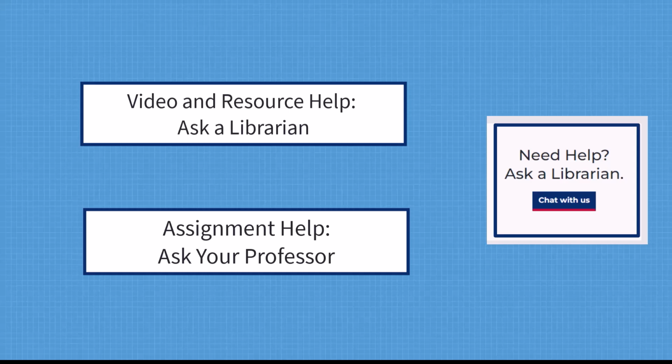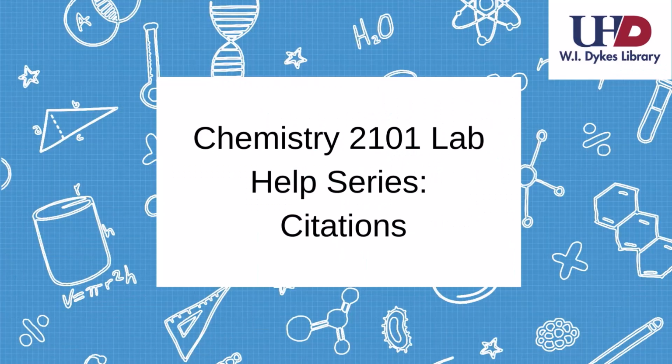This concludes item D of the Chem 2101 lab in our video series. You are almost done with the lab. Our last video in this series covers ACS citations, so you can finish up your lab.